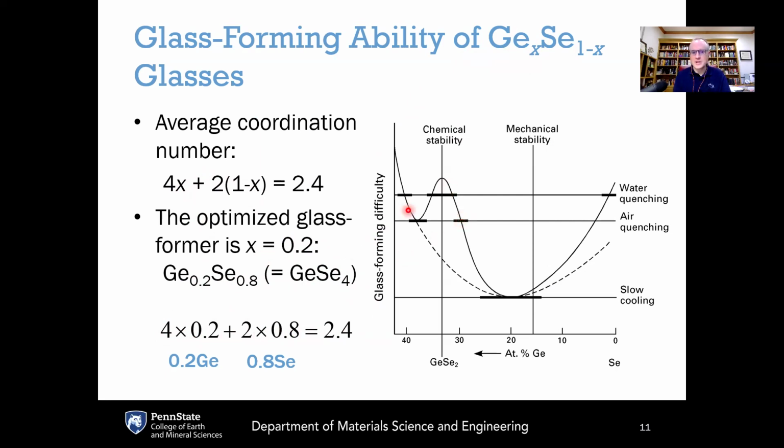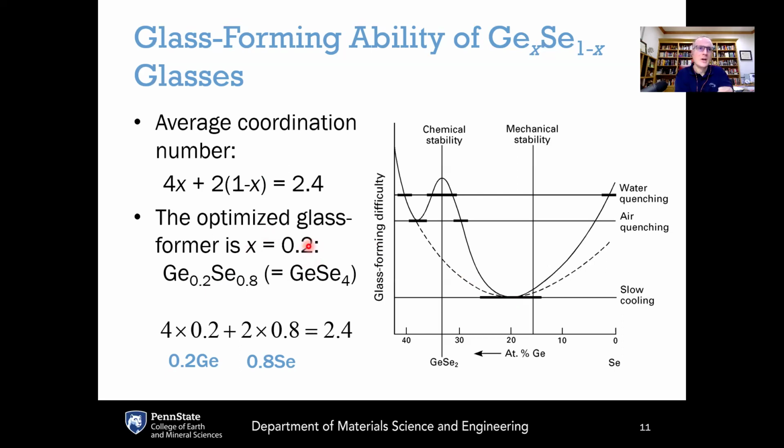And how does this agree with experiments? This is a qualitative mapping of the glass forming difficulty in the germanium selenium system as a function of the atomic percent of germanium. What we see is that the difficulty of forming a glass, meaning how easily the system crystallizes, goes through a minimum at a germanium concentration of 20 atomic percent. If the difficulty is at a minimum, this is the best glass former. So the best glass former occurs where this curve is at a minimum, at 20 atomic percent germanium, which is exactly equal to our x equals 0.2.